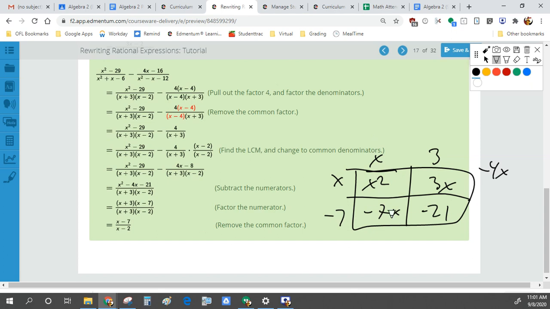So here, what's happening is I get this. And this would turn into this. And from here, I can cancel these out.